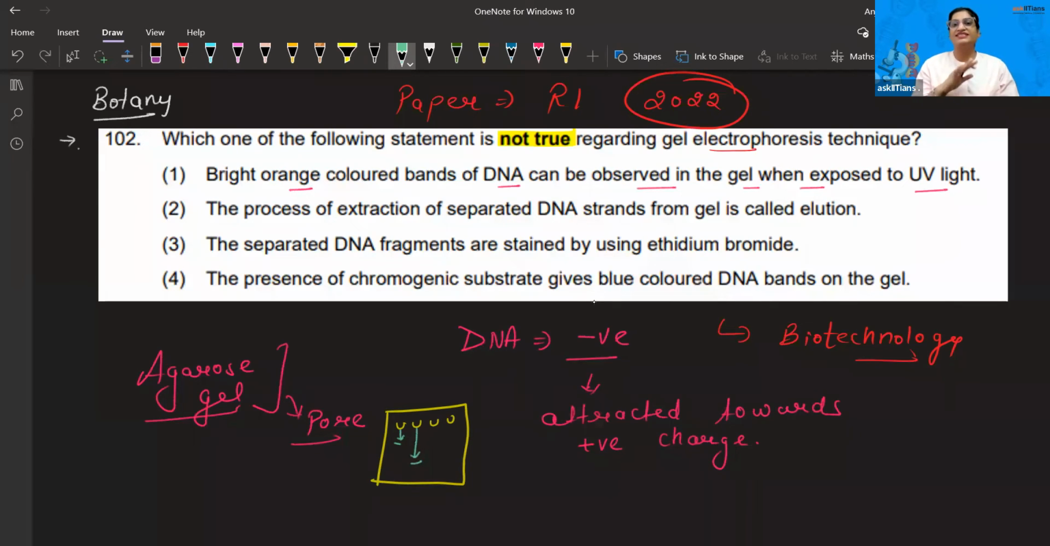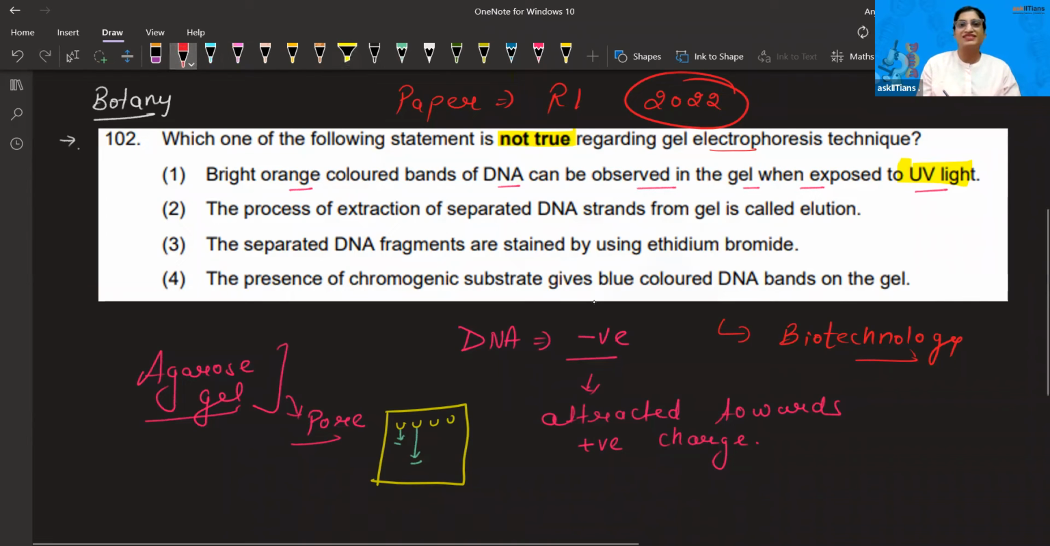After the DNA separation has been done and all the DNA has moved to its place, we visualize the DNA with the help of ultraviolet light. Please remember that, because it visualizes the DNA. DNA actually is not very colorful. It is almost transparent, so we have to make it colored. How do we make it colored? Let's read more statements for that.